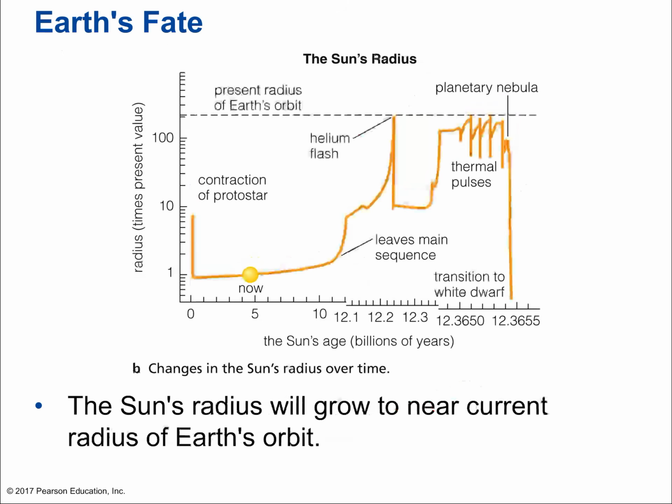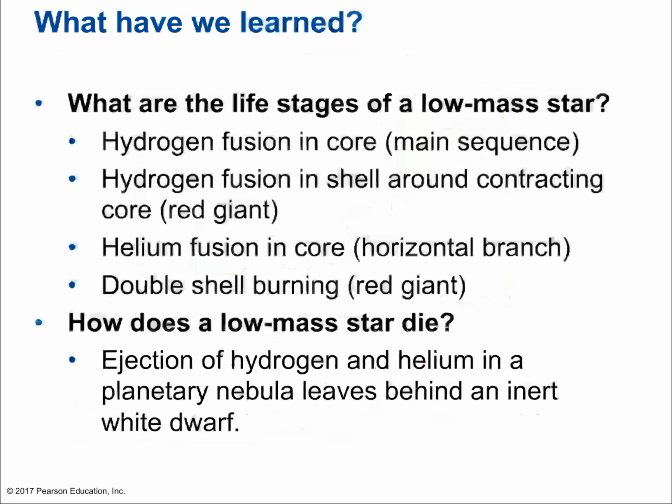So even if the planet survives, it will barely survive. All right. So hydrogen fusion in the core, in summary, is the main sequence by definition. When hydrogen fusion in the shell around the contracting core starts, you have what's called a red giant. Eventually, you have helium fusion in the core, which is a horizontal branch on the HR diagram. Then that's followed by double shell burning, which classifies as a red giant.